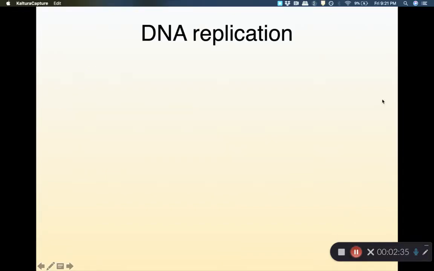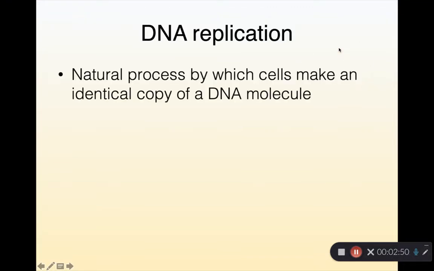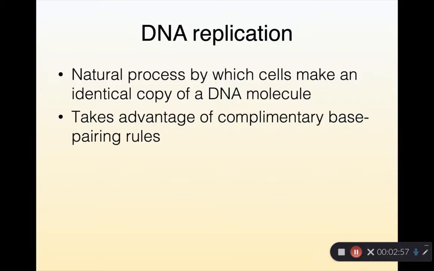The secret lies in the process of DNA replication, which we're going to go into more specifically next week. The important thing to take away for this lecture is that this is the natural process by which cells make an identical copy of a DNA molecule. This process takes advantage of the complementary base pairing rules, where adenine must always pair with thymine and guanine must always pair with cytosine.